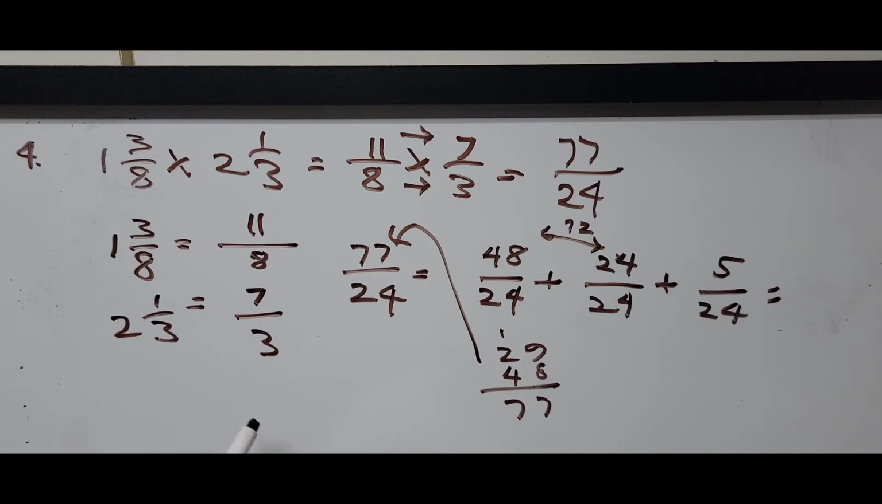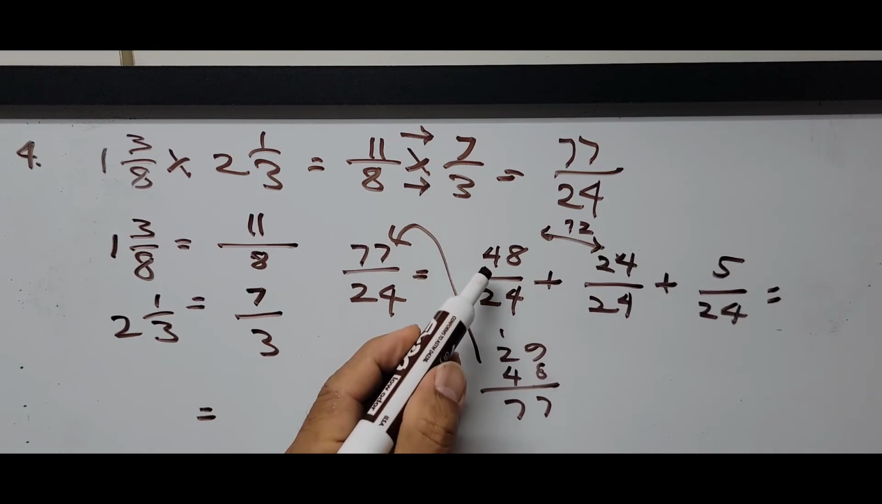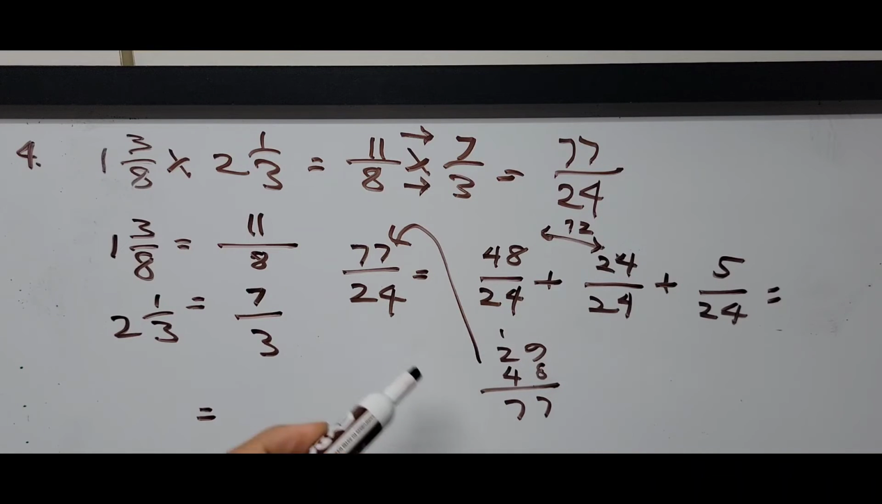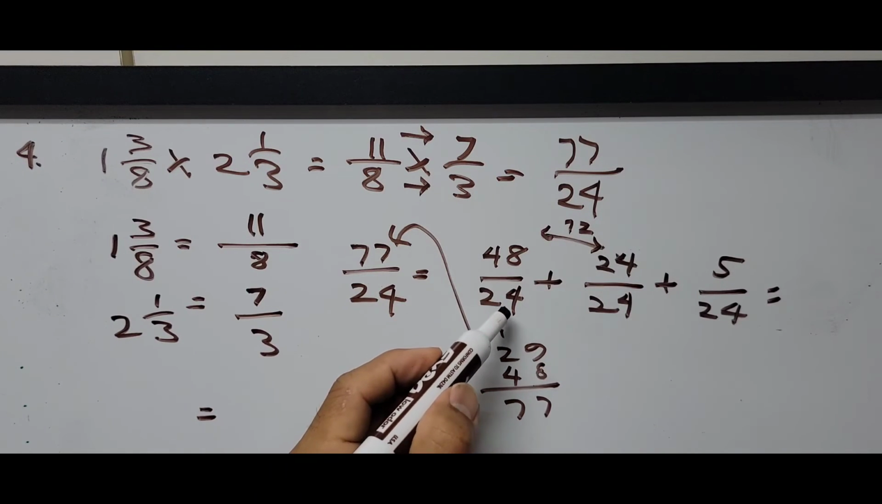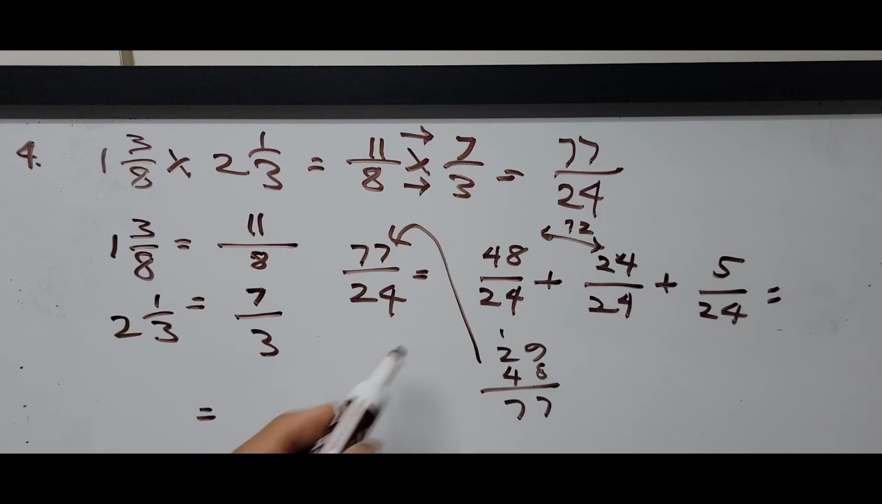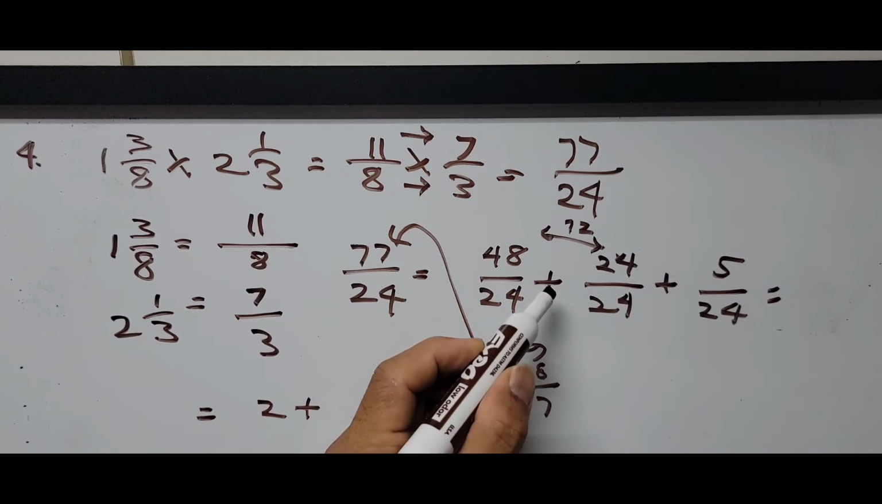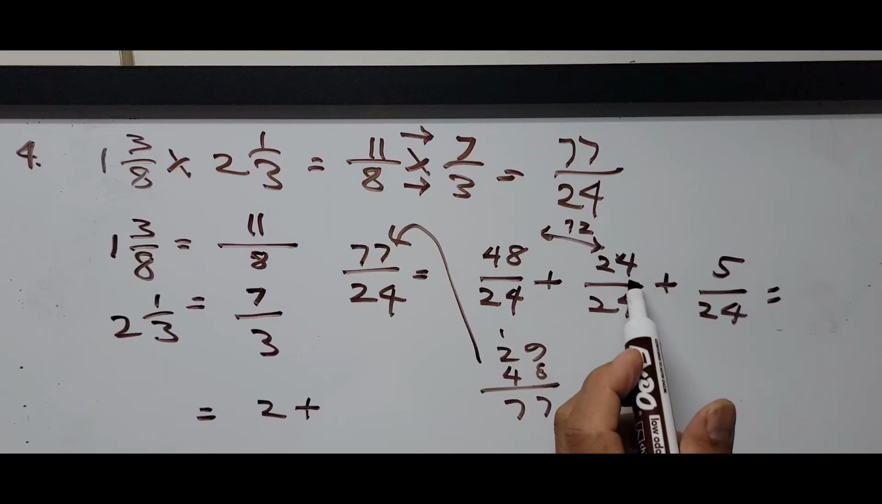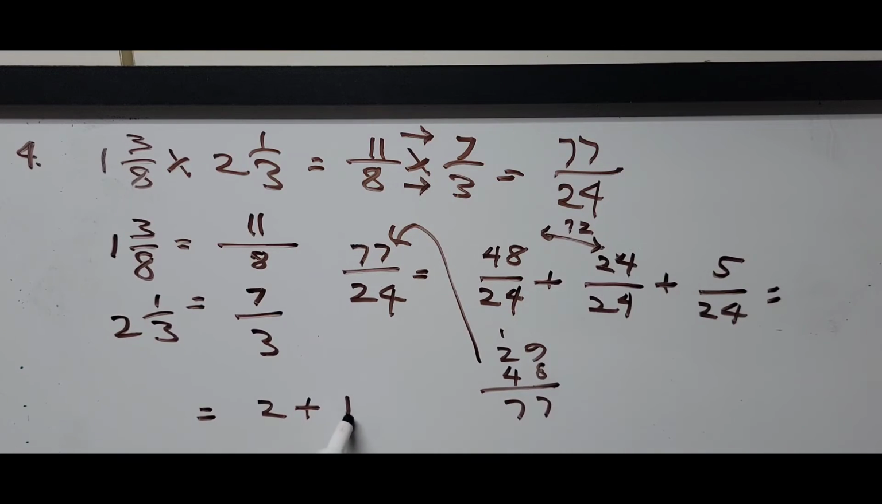Okay, so let's go back here. So that is 48. That's 48 divided by 24. How many 24s right there? That's 2, right? Since 24 times 2 is 48, so that's 2. Plus 24 divided by 24 is 1. Plus remainder 5 over 24.